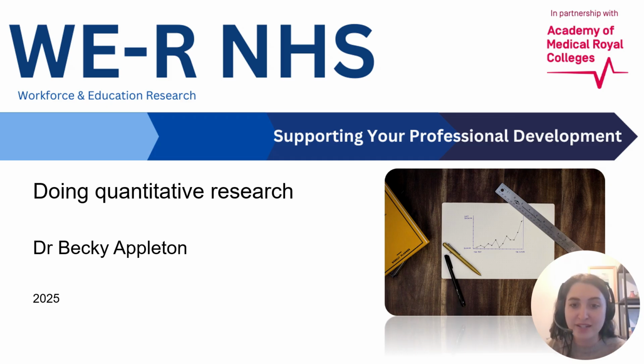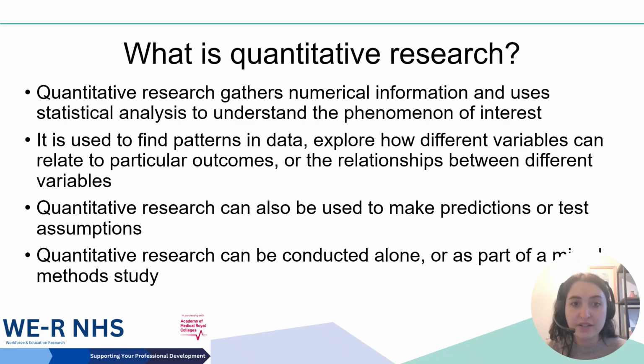About doing quantitative research. Quantitative research refers to research which gathers numerical information and uses some form of statistical analysis to understand the phenomenon of interest. It is used to find patterns in data, explore how different variables can relate to particular outcomes, or the relationships between different variables. Quantitative research can also be used to make predictions or test assumptions.